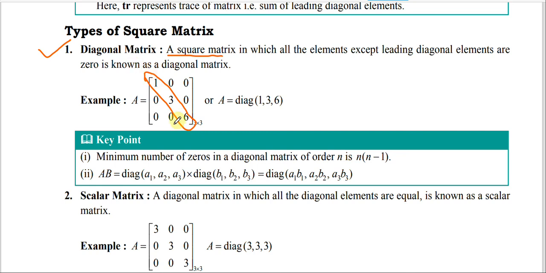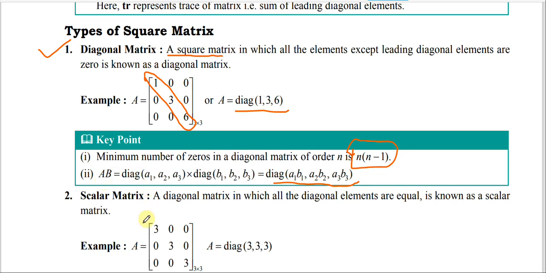So only the diagonal elements will be there, the remaining will be 0, and we can represent it like that. The minimum number of 0s in a diagonal matrix is n into n minus 1. Okay, AB equals diagonal into diagonal B means if two diagonal matrices are there, then we can simply multiply the corresponding diagonal elements. No need to do the full multiplication.